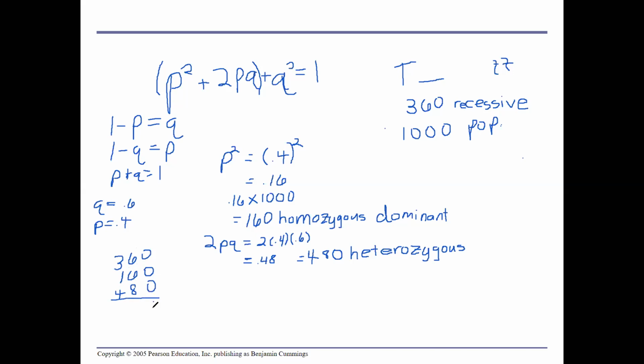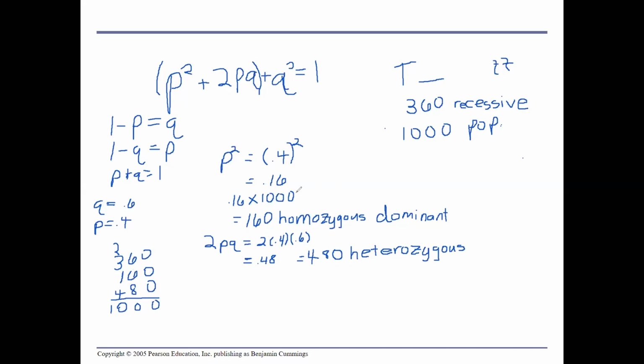You can add all this up. 12 and 8 is 20. We hope it adds to 1,000. 3 and 4 is 7, and 2 and 1 is 3, and 7 and 3 is 10. I know that looked weird, right? That checks you, and you know then that these numbers are realistic, and that your three different groups all add to the whole, to the one.